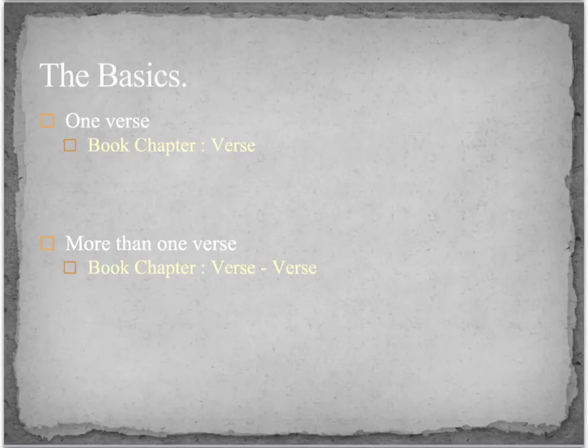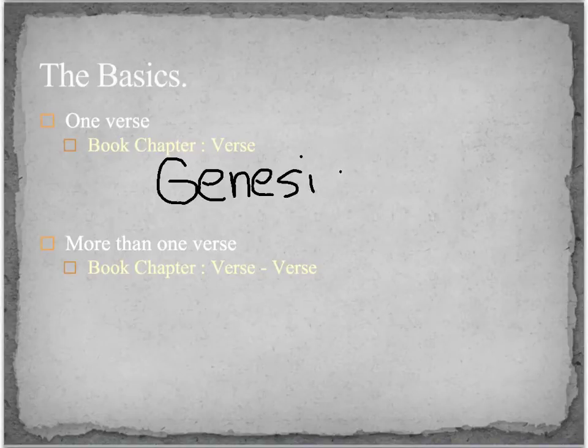If you're just looking up one verse, a citation is first going to list a word, and that word is the book. Then it'll have a number for the chapter in that book, then a colon, and then another number for the verse. So, if I was writing Genesis, chapter 1, colon, verse 1, that would tell me to look in the book of Genesis, chapter 1, verse 1.